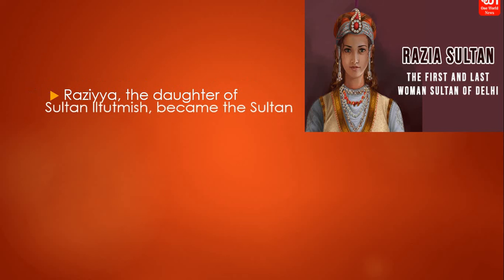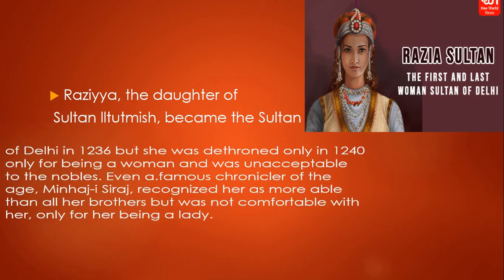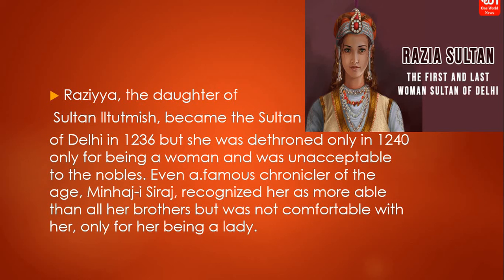Razia was the daughter of Sultan Iltutmish. She became the ruler of Delhi in 1236, but she was dethroned only in 1240, only for being a woman, and was unacceptable to the nobles. The nobles could not bear that a woman would rule menfolk.